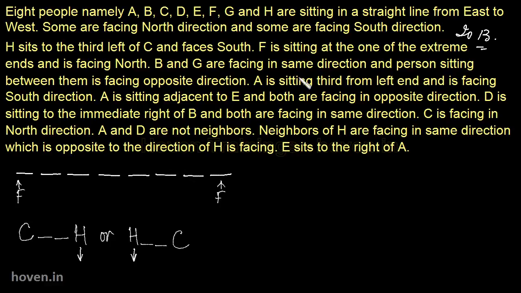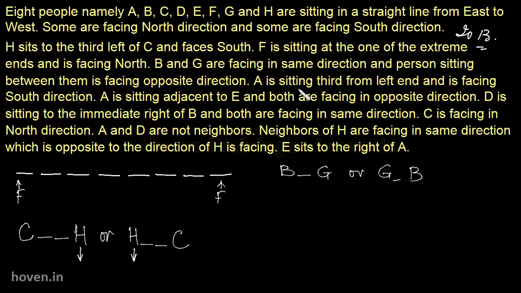B and G are facing in the same direction. Now we don't know which direction, and the person sitting between them is facing the opposite direction. So the only thing we right now have is that B and G have somebody in between them. So it is either B space G or G space B. We don't know anything about the directions concretely at this point.